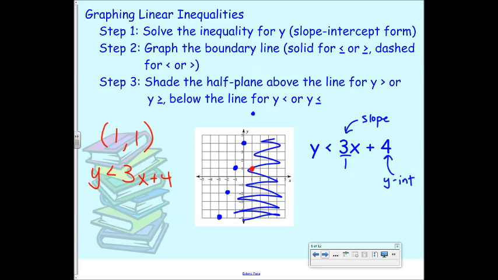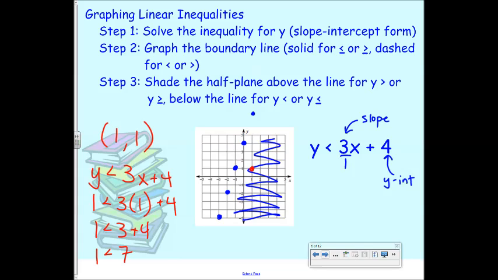I like what Geraldine did because by picking ones like this, it makes it very easy. Don't pick like 3.5 and negative 6.2. Make it easy on yourself, right? So pick 1, 1. All right, what's 3 times 1? 3. Plus 4. What's 3 plus 4? 1 less than 7. Is that true? Yes? Then that means you shaded the right spot. So Alfonso was right. Shade to the right.